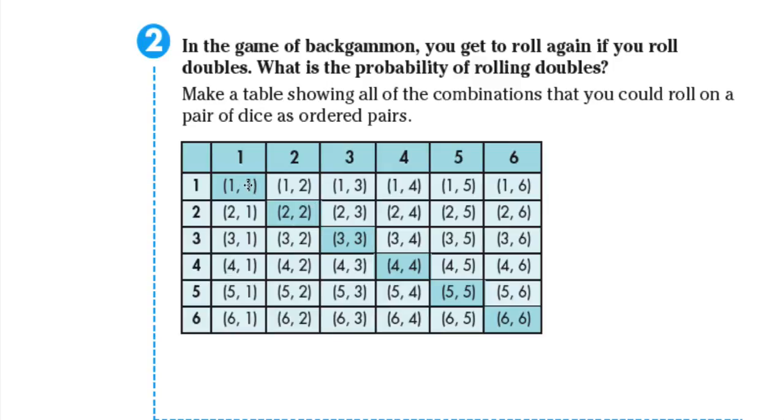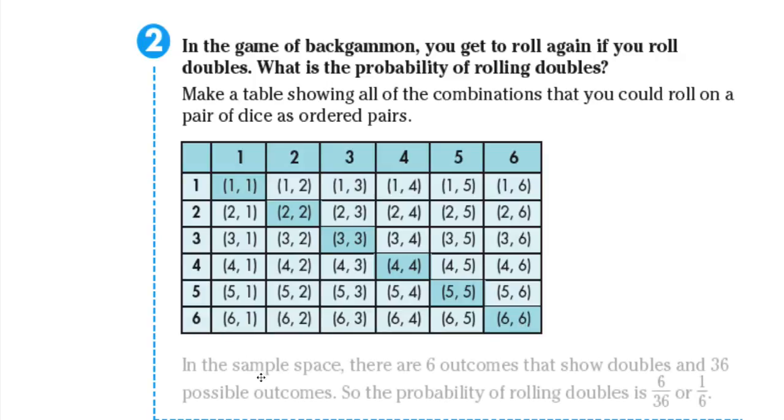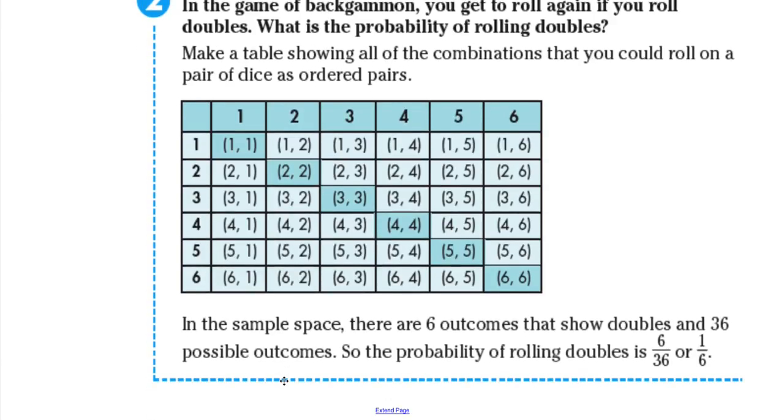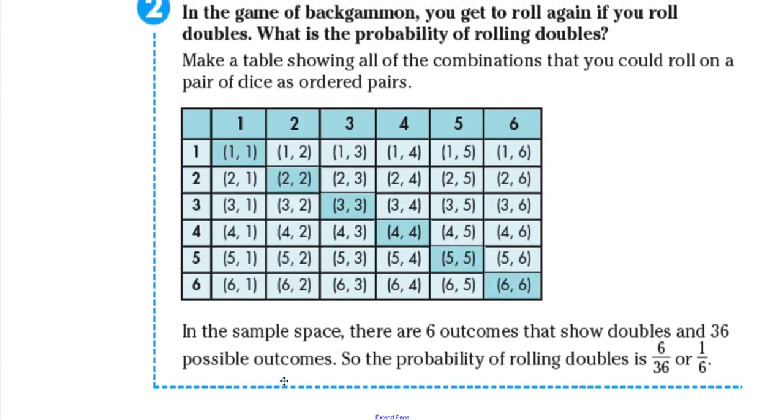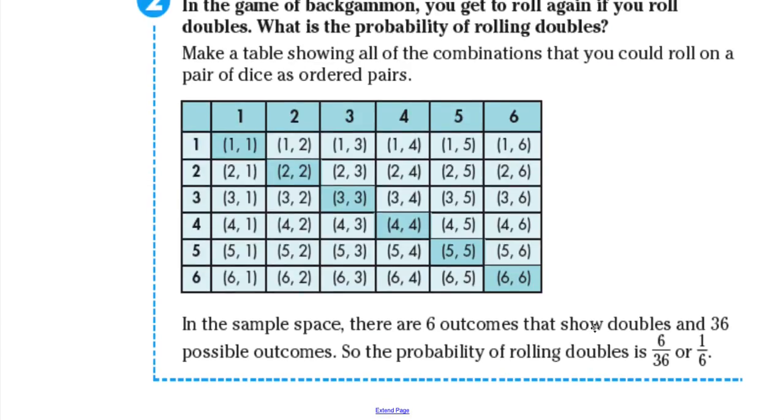The highlighted, the darkened combinations are the doubles. So in this sample space, there are 6 outcomes that show doubles, and 36 possible outcomes. So the probability of rolling doubles is 6 over 36. There are 6 of them out of all the numbers 36, or 1 out of 6. Okay, let's take a look at example number 3.